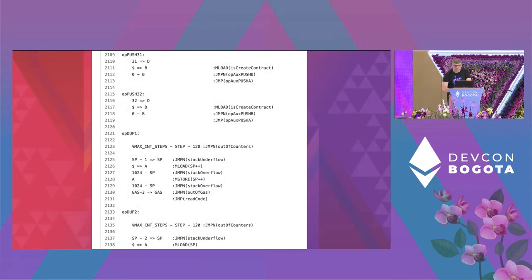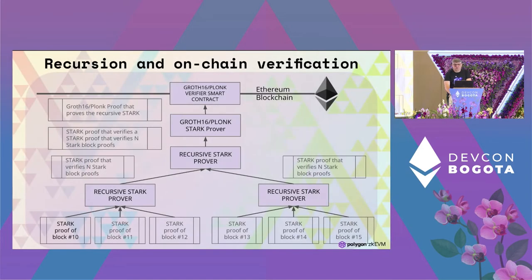Here I want to show you just a snippet of code of how this looks. This is just, for example, the opcodes DUP1 and DUP2, but here we have all the opcodes. We have implemented all the Ethereum opcodes at this point. And then once we run this, we need the cryptographic prover.